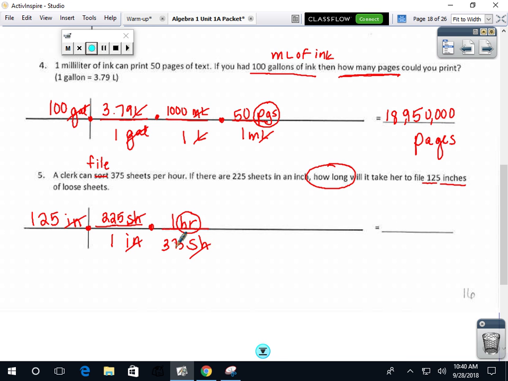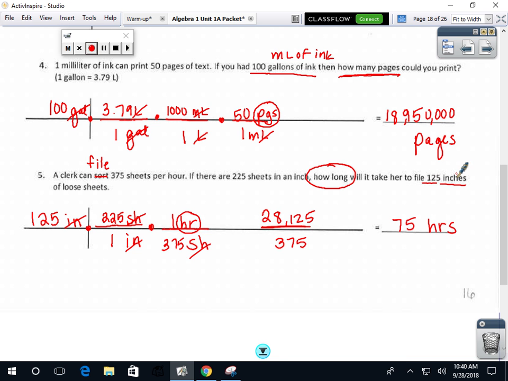Now, since we don't have just ones on the bottom, we are going to have to divide, so let's simplify first. 125 times 225 is what? Right. And then on the bottom, you'll just have 375. And then when you divide those, what do you get? 75 what? Hours is how long it would take her to file that many inches of loose sheets.